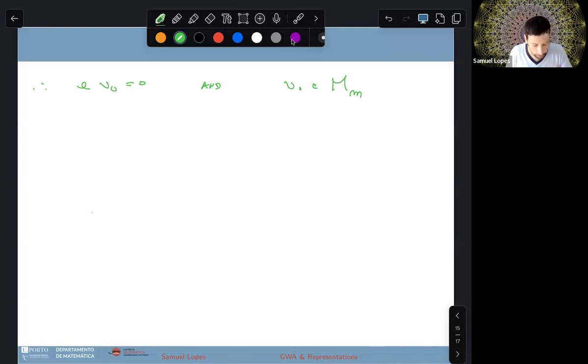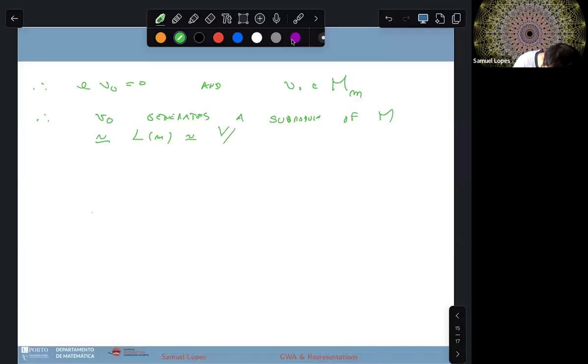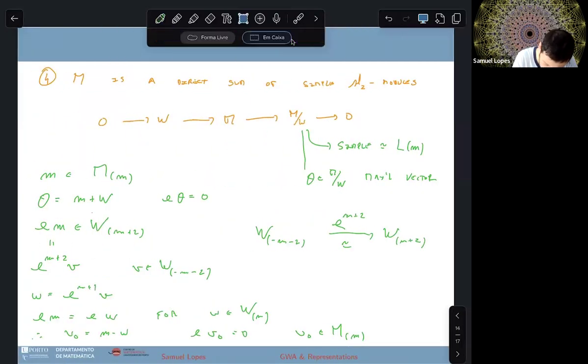Okay, so this shows by a previous result that V0 generates a submodule of M isomorphic to Lm, which was in fact isomorphic to V mod W. Okay, recall this short exact sequence here.